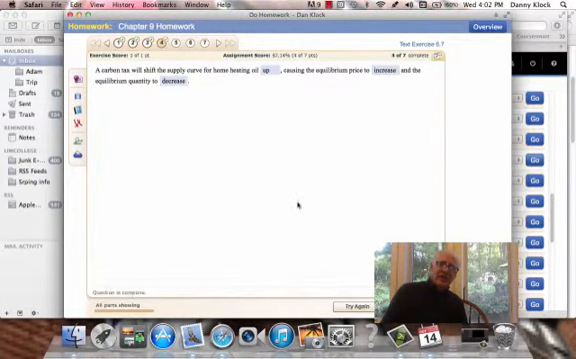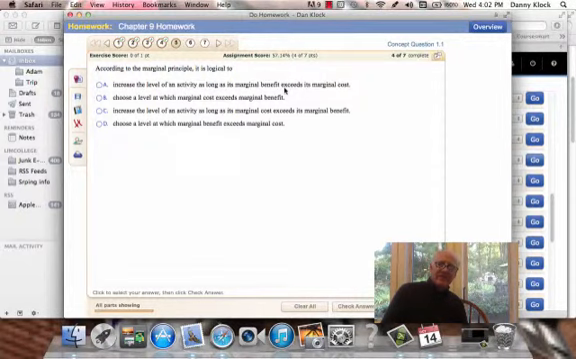Excellent work. All right, number 5. According to the marginal principle, again, if I add an extra unit to something, what's going to happen? So it's logical to increase the level of activity as long as the marginal benefit exceeds the marginal cost, right? So the first one's correct, right? If the benefit is more, just keep doing more and more of it until the marginal benefit equals the marginal cost. And again, these may be switched around when you do it, so just read them and think about it. Yeah, I'm really good at this stuff.